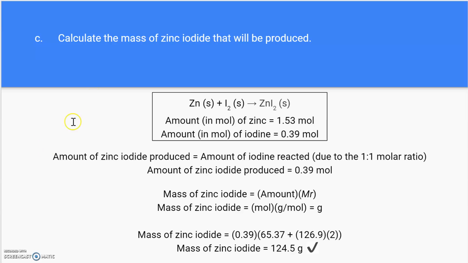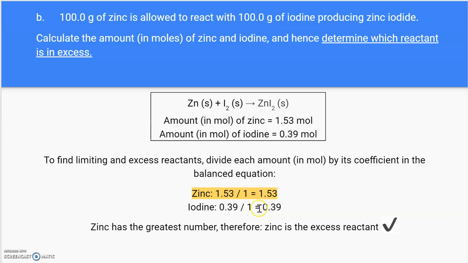Now, part C asks us to calculate the mass of zinc iodide that will be produced. Again, the text box here, the little square, is the important data that we must use. So we know that the amount of zinc iodide produced will be the amount of iodine reacted. So why? Because iodine is the limiting reactant. As seen here, iodine is the limiting reactant. As iodine is the limiting reactant, it's responsible for how much of the products are produced.